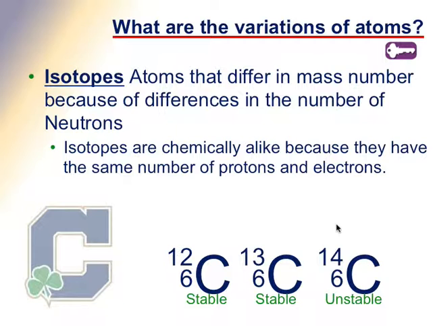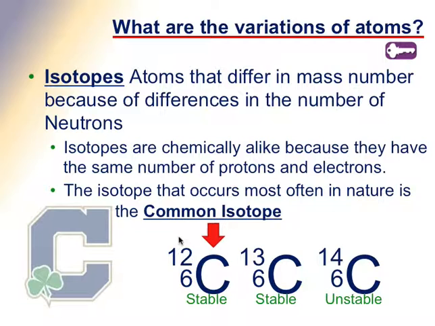So for example, here's 3 different examples of isotopes of carbon. There's carbon-12, carbon-13, and carbon-14. We give them their names based on their mass number. Now, one of these 3 is going to be known as the common isotope because it's the most abundant in nature. Usually, the common isotope is going to be, if I look at that red number on the top of my periodic table, it's usually going to be the number closest to that number.